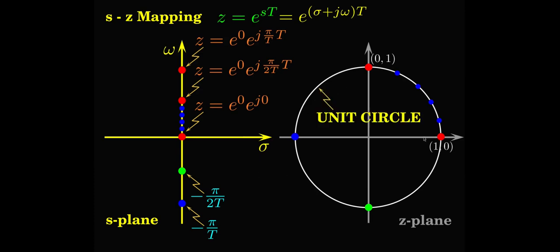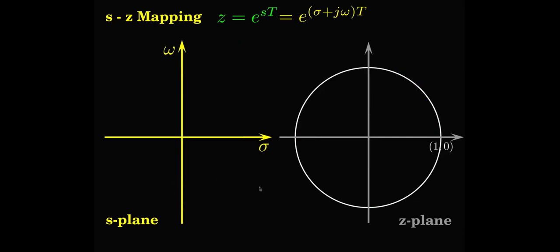So you see that this unit circle is all the points on the imaginary axis from minus pi by t to plus pi by t. So these are the points corresponding to this imaginary axis from minus pi by t to pi by t. Now let me clear. Now take this point which will map to z is equal to 1. So you see s is equal to 0 is an integrator. Z is equal to 1 is also an integrator in the discrete domain.